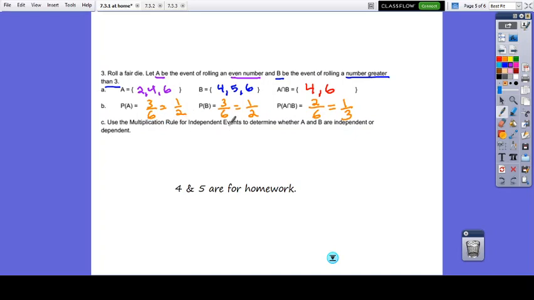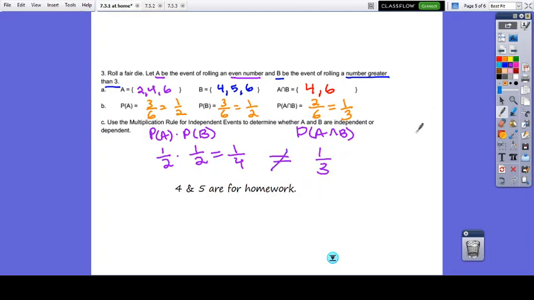Okay, so multiplication rule for independent events to decide whether A and B are independent. So what I do is I do the probability of A times the probability of B, which is going to be 1/2 times 1/2, which is equal to 1/4. Okay, and then I need to look at the probability of A intersect B, which is 1/3. And notice that those are not equal, which means these events are dependent on each other.